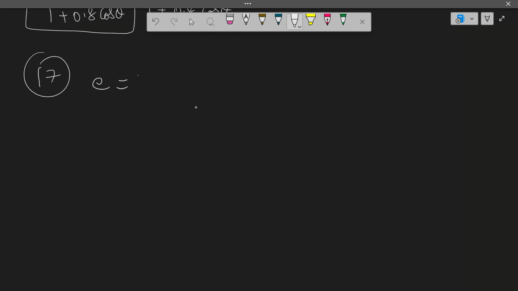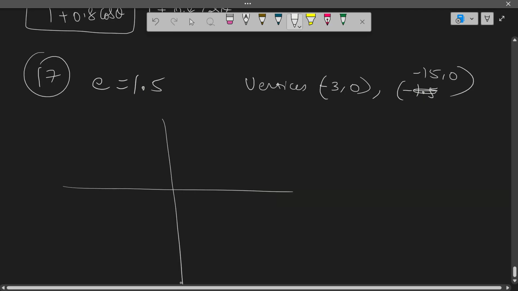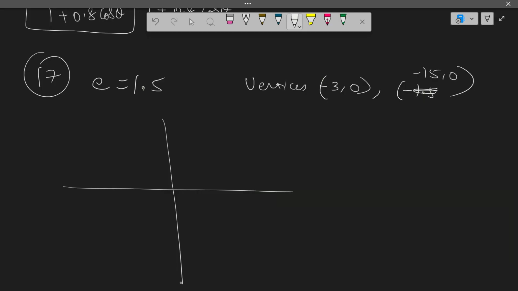What else did you want? 17. E is given as 1.5 and the vertices are given as -3, 0 and -15, 0. Sorry, my bad. So 1.5 is definitely greater than 1. So therefore we're dealing with the hyperbola there, right? So it's a hyperbola whose vertices are -15, 0, and the other one is going to be at -3, 0.